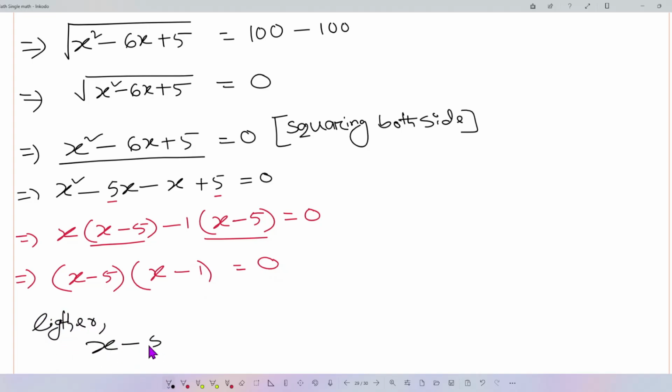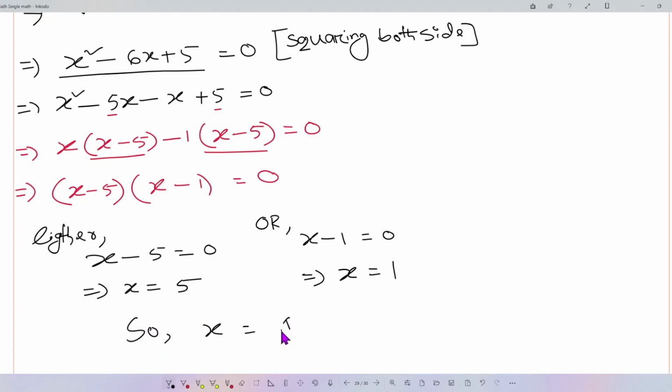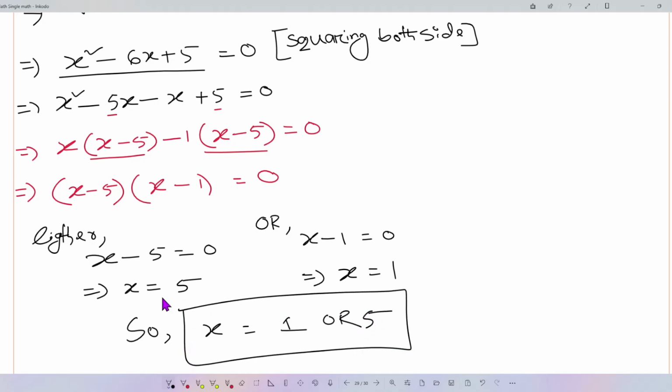Now we can write either x minus 5 equals 0, so x equals 5, right? It's a very simple thing. Or x minus 1 equals 0, so x equals 1. So x equals either 1 or 5. This is our answer. Very simple.